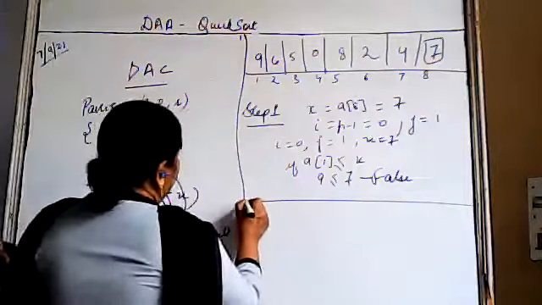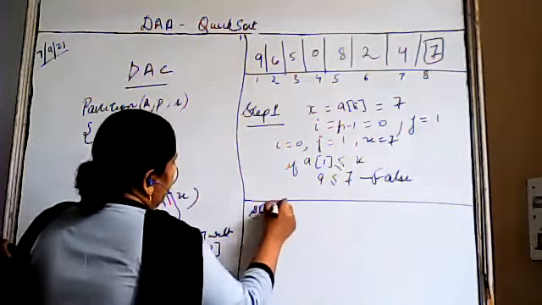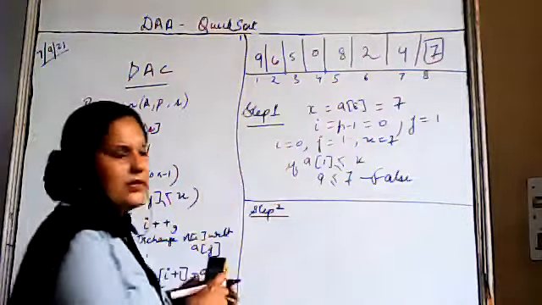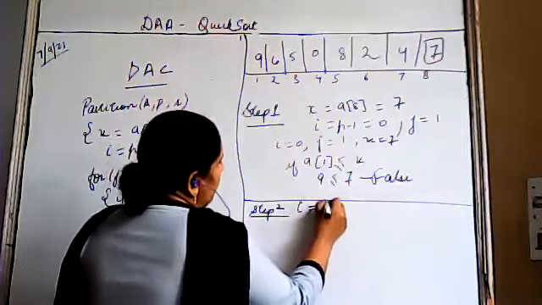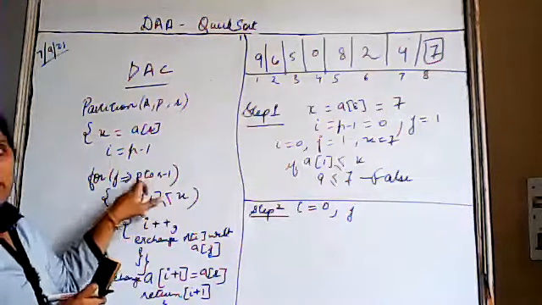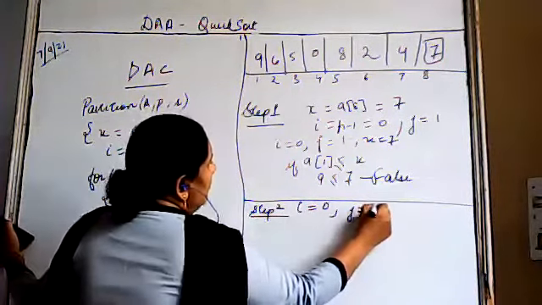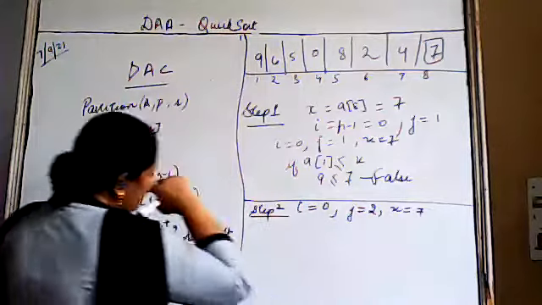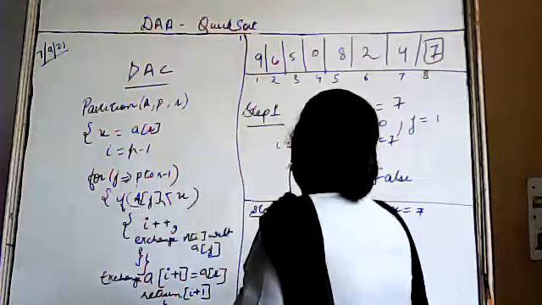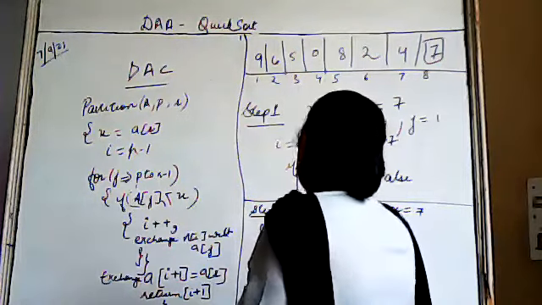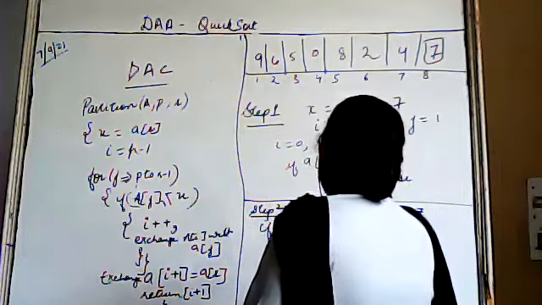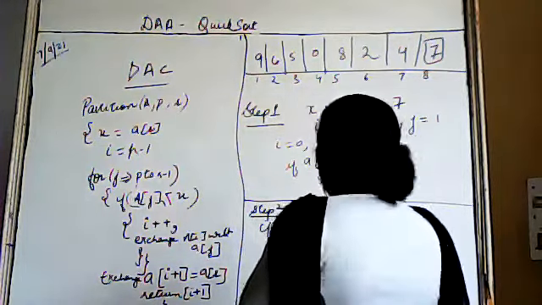Okay, step 2. Since j has to increment, i will remain the same, x will remain the same. So i will be 0. j is moving from 1 to 2. So this time j would be equal to 2 and x would be 7. Now check if a of j is less than or equal to x. a of 2 is less than or equal to 7. a of 2 is 6. 6 is less than or equal to 7. Condition is true.